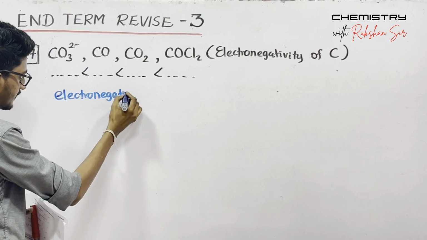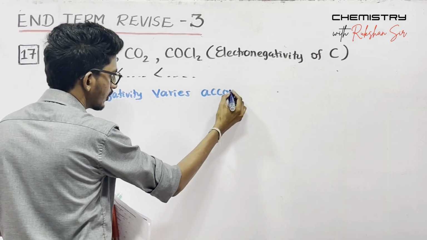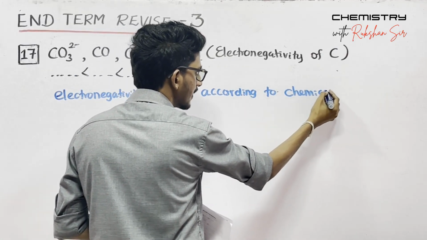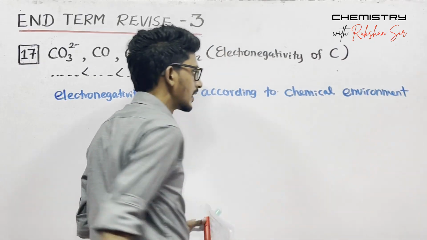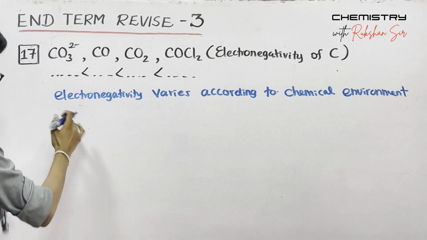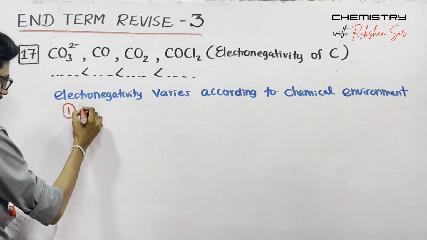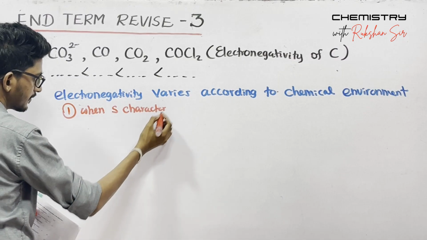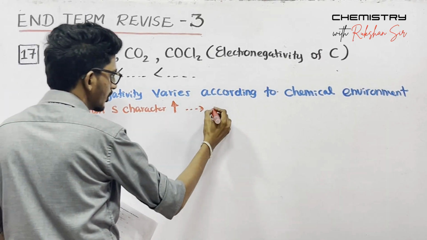Electronegativity varies according to the chemical environment. What are the four considerations there? The first consideration is the hybridization. When the s character of hybridization is high, your affinity is high.